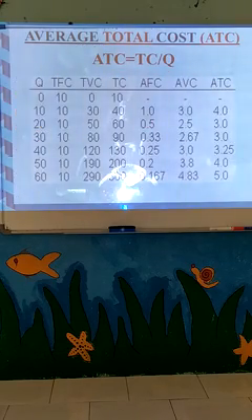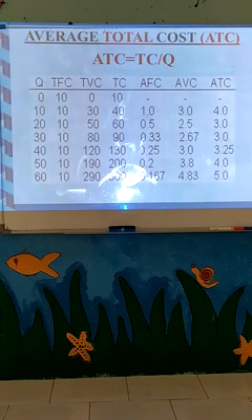Here is the schedule for that. Quantity same, 0, 10, 20 up to 60, and here the TC, total cost: 10 plus 0, TFC plus TVC, is equal to 10. TVC is 0, total cost is 10. Next TFC 10, variable cost 30, total 10 plus 30, 40. Here 10 plus 50, 60. 10 plus 80, 90. It will go up to 10 plus 290, and that is 300. That is it, total cost.